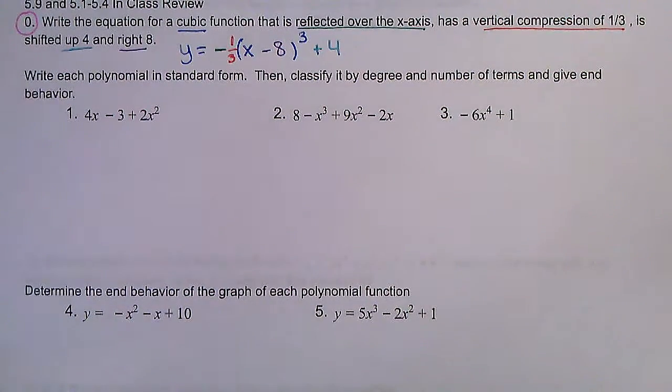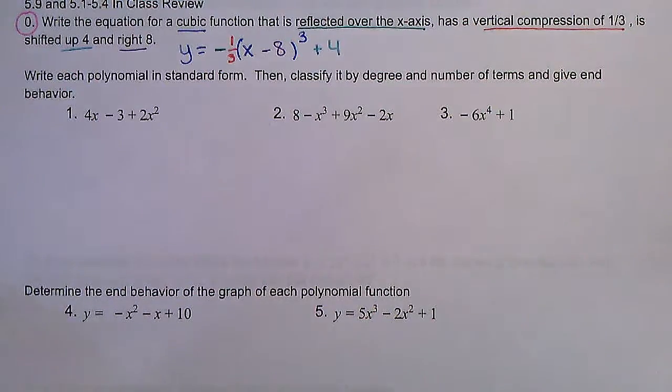Next set of problems, 1, 2, and 3, actually say to write it in standard form, then we have to classify it by degree. So this should be in your 5.1a notes. So grab out your 5.1a notes. And we also have to do end behavior. So it should be, I believe, on the front of the second page of your 5.1a notes, if I am remembering that correctly. The back of the first page is classifying. The front of the second page is end behavior.